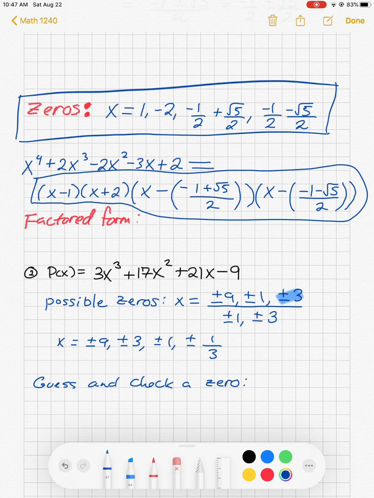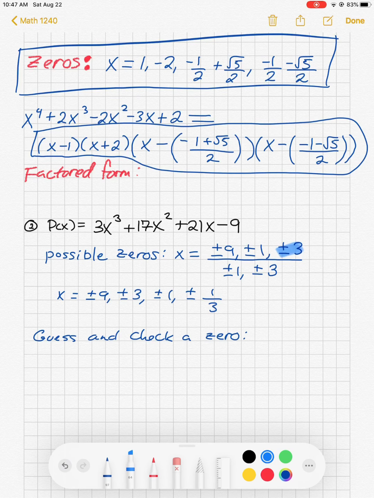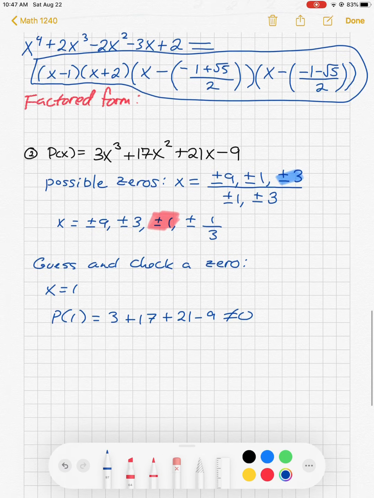All right, so I don't want to work with 9s if I don't have to. I don't know, let me start with the easier ones. Let's start with the 1s. So what is P of 1? 3 plus 17 plus 21 minus 9. That's not going to be 0. Okay, what about, would negative 1 work? I don't think so, because my coefficients are too big. So let me try the thirds. Let's see about those. Let's try a third.